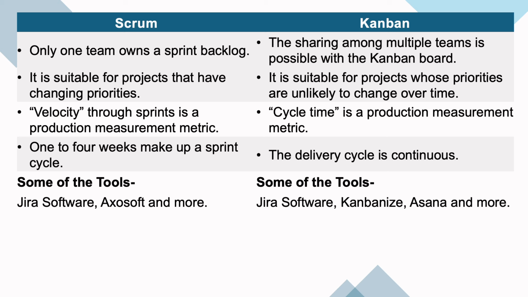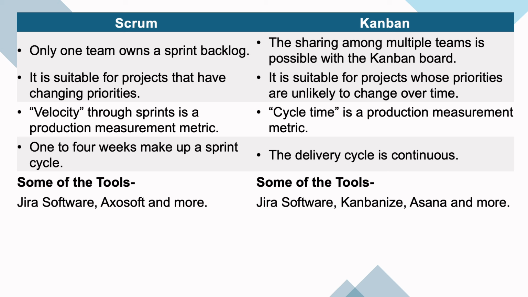Scrum is suitable for projects that have changing priorities, because Scrum follows the Agile methodology, and Kanban also. But Scrum is suitable because in a sprint, if the client wants some change, then the changes can be incorporated because the sprint cycle is very small. So they are suitable for projects that have changing priorities. You can incorporate that change in the next sprint.